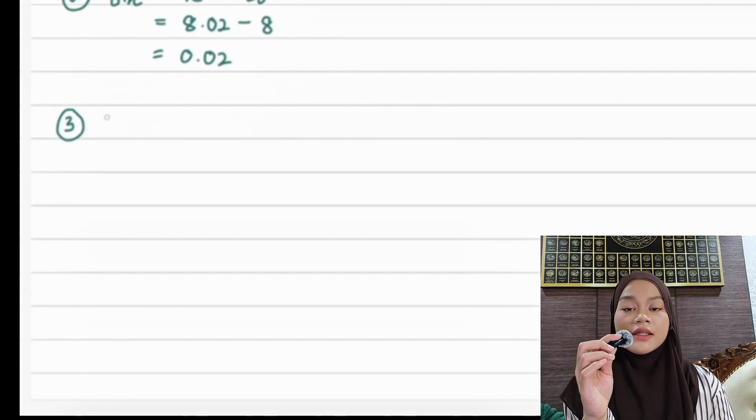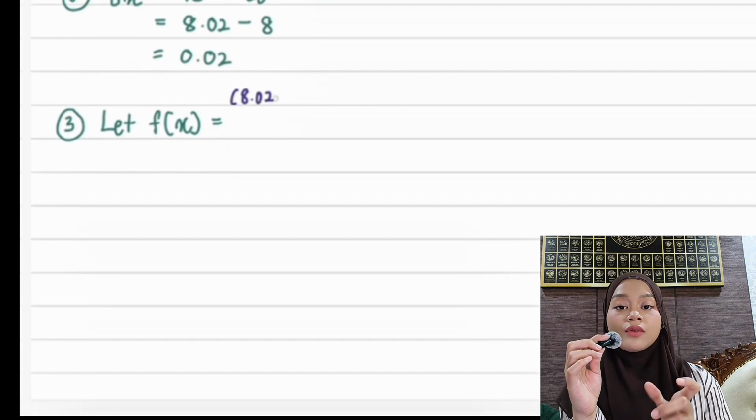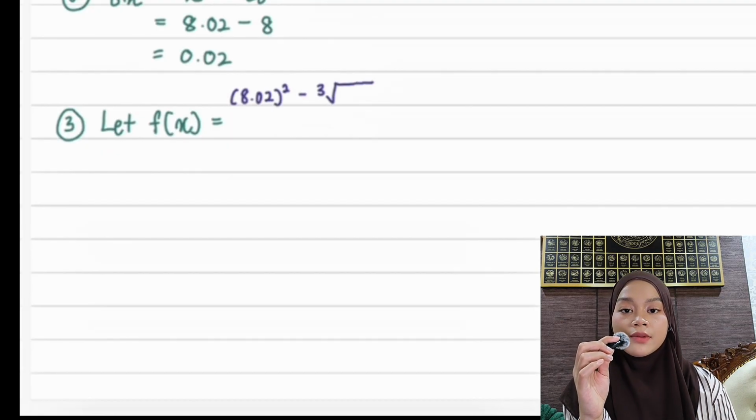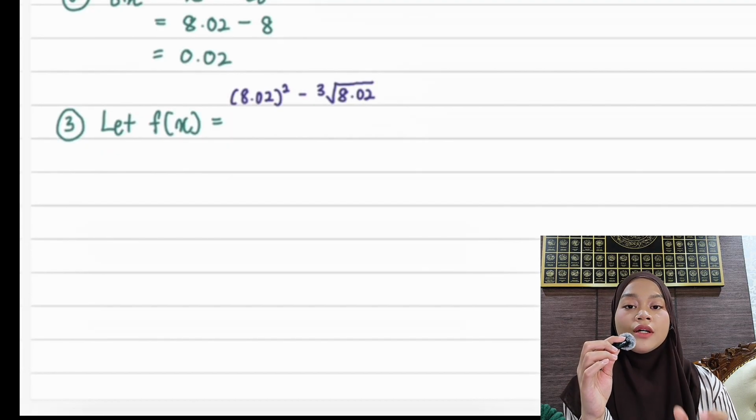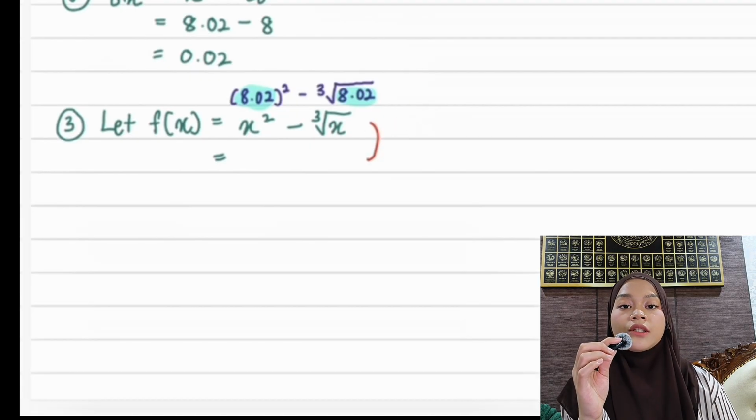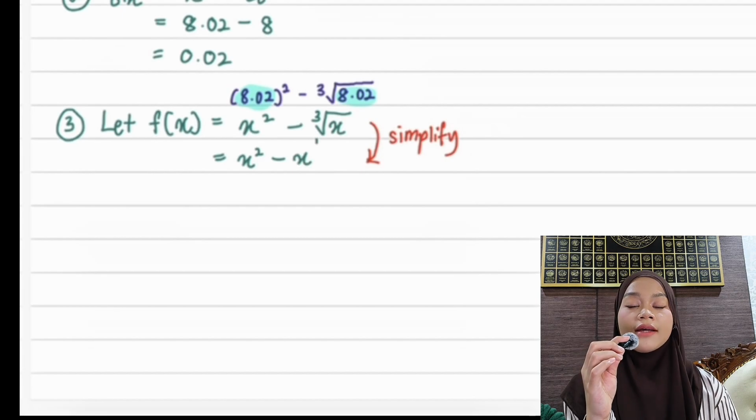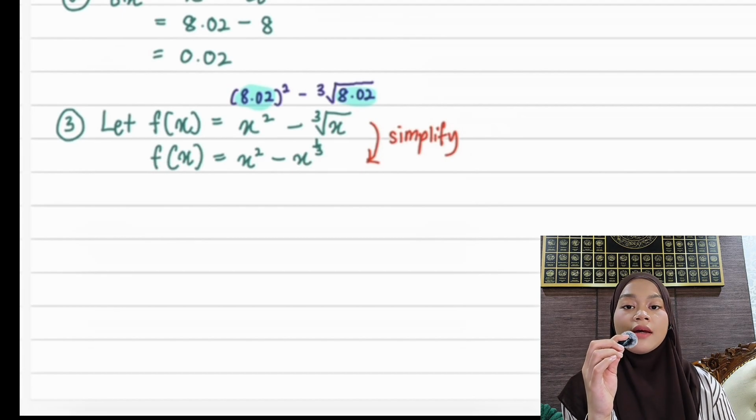And the third step is we have to let f(x). For this one, we have to follow the equation. The equation given is 8.02 squared minus the cube root of 8.02. So the 8.02, you just substitute with x. So our f(x) will be x squared minus the cube root of x. To simplify it more, the cube root of x, we will change it into x to the power of 1 over 3. So f(x) equals x squared minus x to the power of 1 over 3.